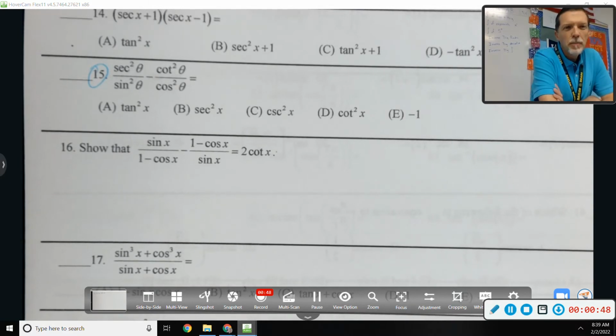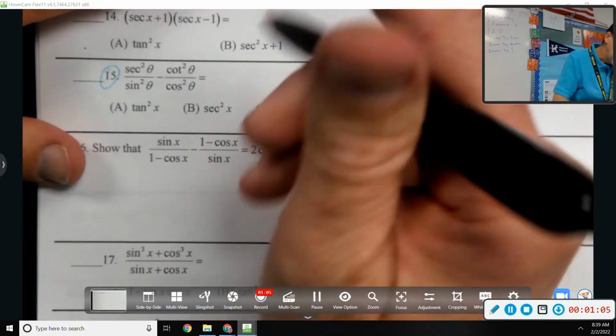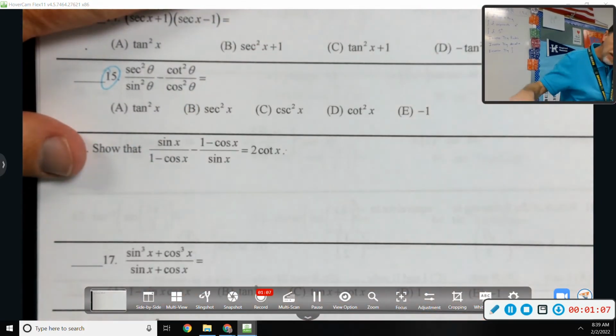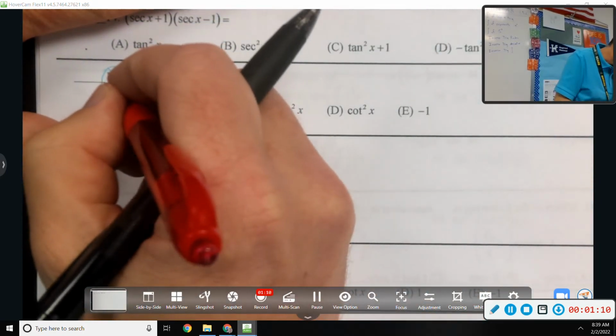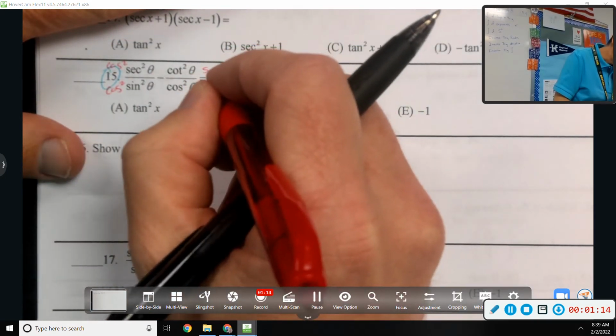Since it's a minus, do you have to make the bottoms the same? What I definitely see is all my answer choices are one term, and I'm starting with two terms. So at some point I'm going to have to get a common denominator. So I'm going to do that because hopefully something works out. The first one needs a cosine squared top and bottom. The second one needs a sine squared top and bottom.